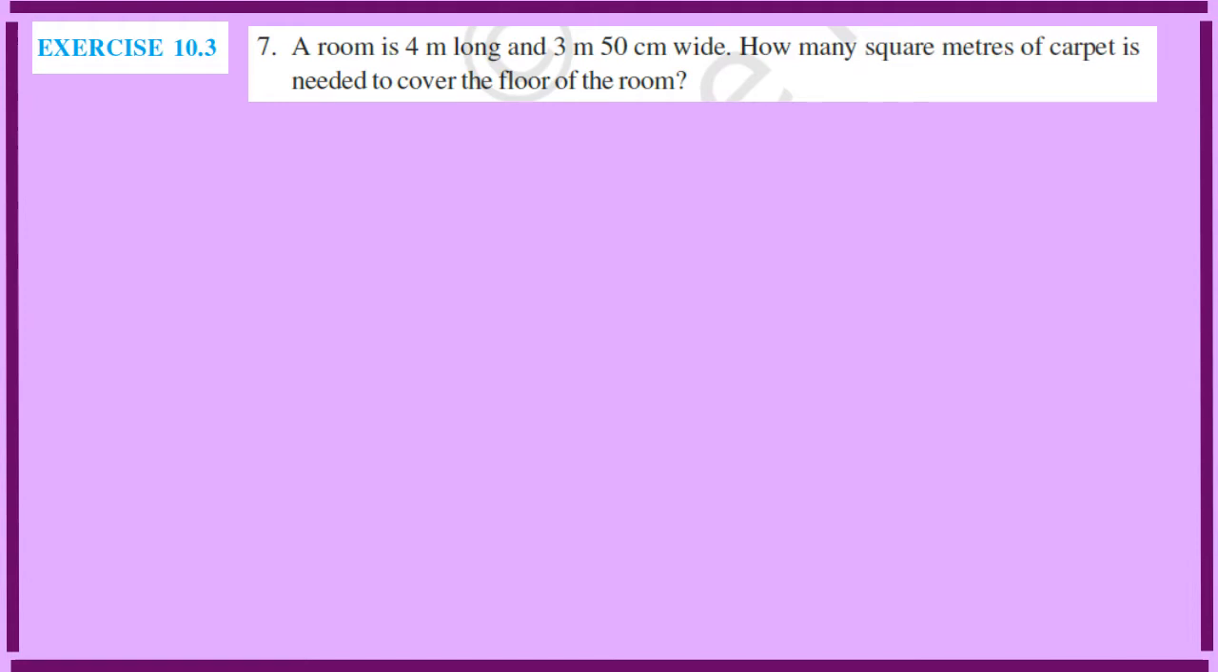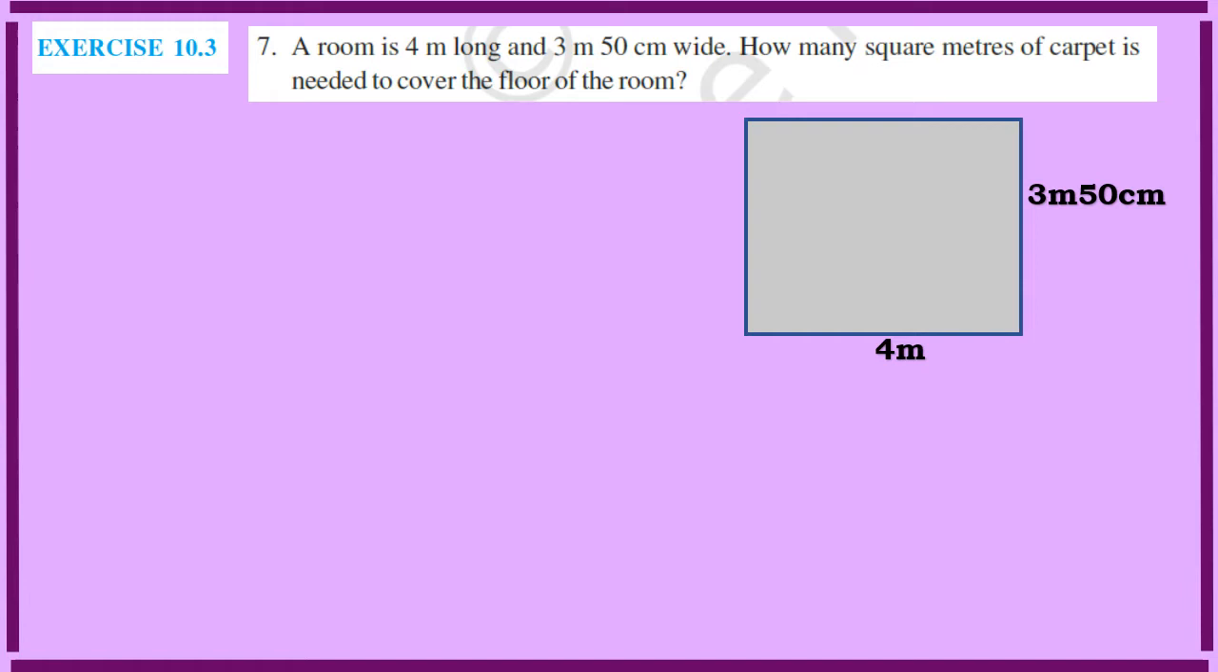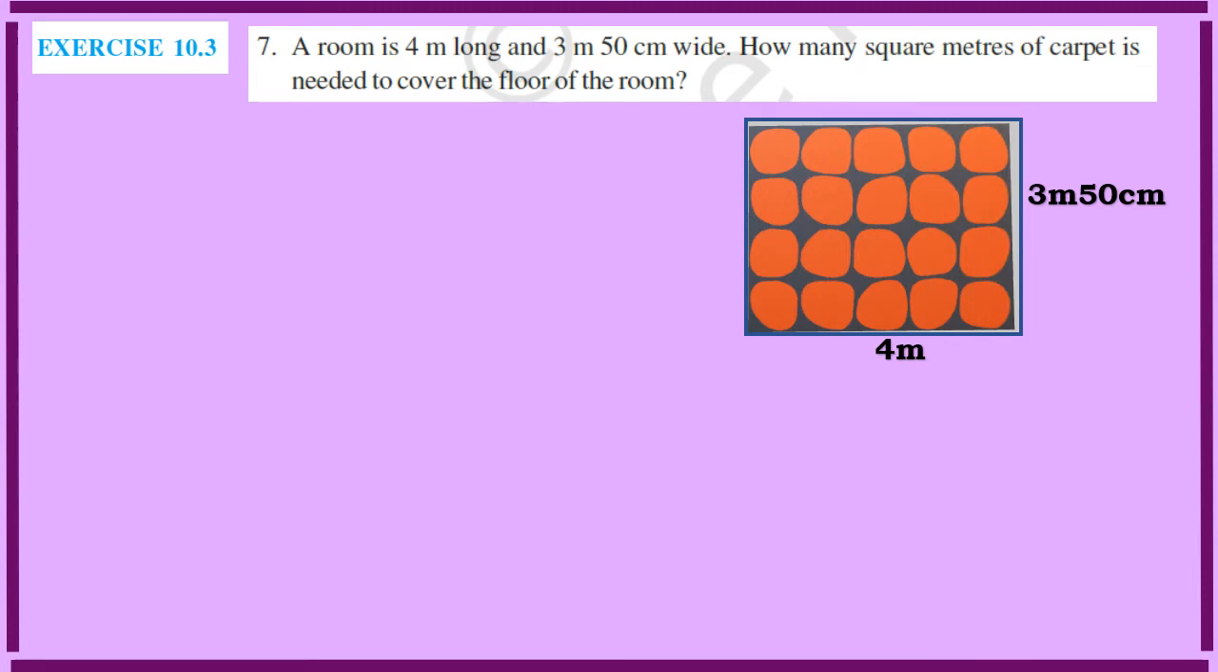A room is 4 meter long and 3 meter 50 centimeter wide. How many square meters of carpet is needed to cover the floor of the room? So the entire floor you have to cover with the carpet, is it? So let this be the floor. 4 meter is the length, 3 meter 50 centimeter is the width of the room, and we have to put a carpet there. Okay, a carpet. So we need to find how many square meter. What is the area of the carpet? Means the area of the floor, because it's fully covered. So area of the carpet equals area of the floor.